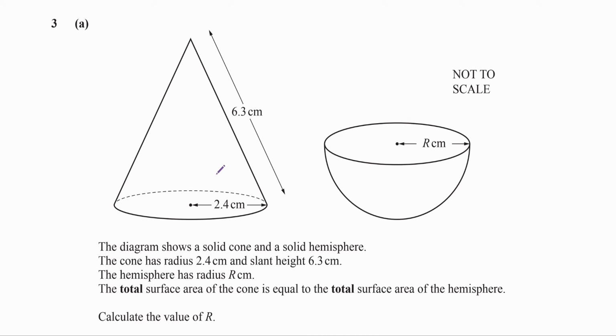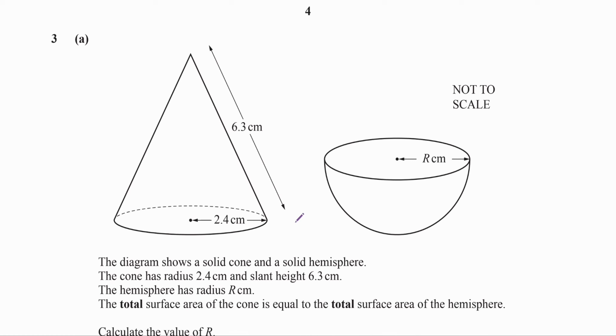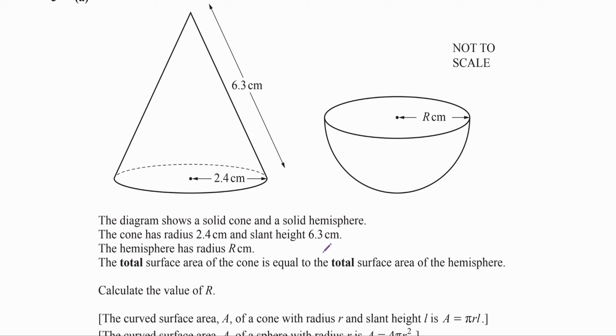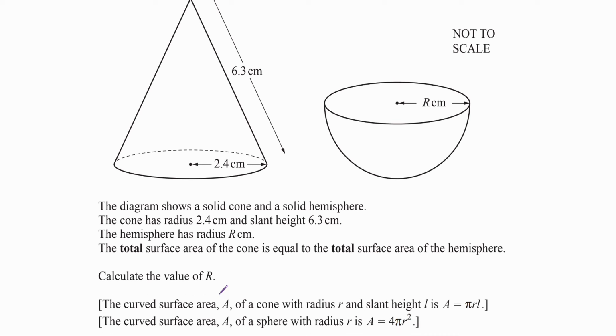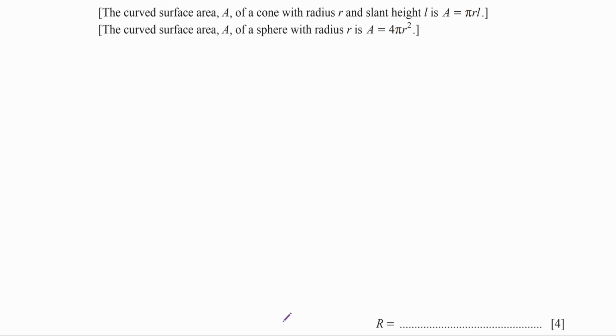Okay, so we have this question right here. The diagram shows a solid cone and a solid hemisphere. The cone has radius 2.4 and slant height 6.3. The hemisphere has radius capital R. The total surface area of the cone is equal to the total surface area of the hemisphere. Calculate the value of R. And then here it gives you the formulas that we saw previously.